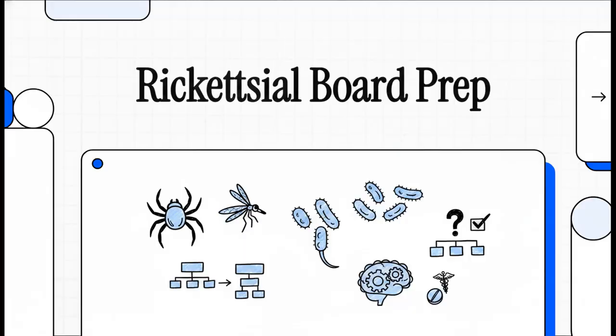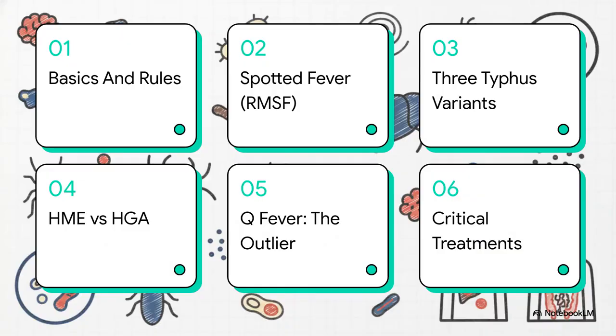Let's dive in. To make sure this actually sticks, we're going to follow a really strict framework. We'll start with rickettsial basics and rules, then move on to Rocky Mountain spotted fever, the 3 typhus variants, ehrlichiosis versus anaplasmosis, Q fever, which is our wildcard outlier, and finally, critical treatment and warnings.